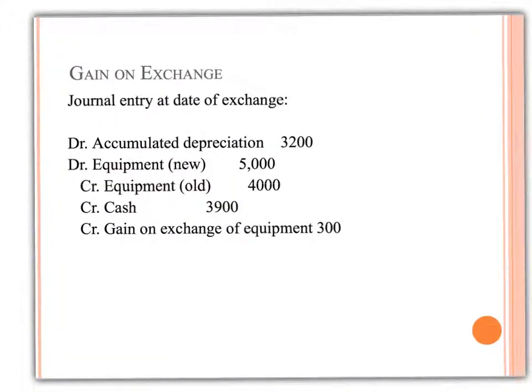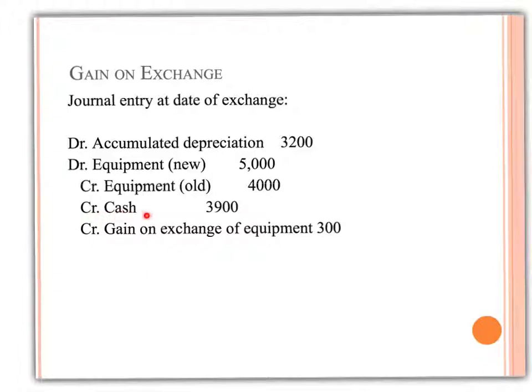Let's take a look at the journal entry at date of exchange. We are going to debit the accumulated depreciation account. If you recall, this is our contra asset account with a normal credit balance. To remove it from our books, we're going to debit it. We're gaining new equipment. We're going to debit our books for our new equipment. Equipment is an asset account with a normal debit balance. We're going to credit the old equipment for $4,000. Remember, equipment is an asset with a normal debit balance. To remove it from our books, we must credit, and this is the old equipment.